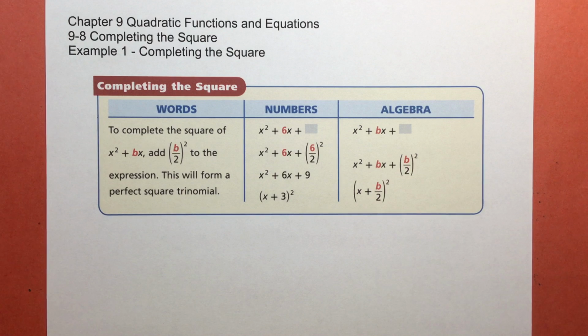Completing the square allows us to use square roots that may not necessarily be obvious. I need to include something which allows me to make a perfect square trinomial. I'll show you what that means, and then we can take the square root.